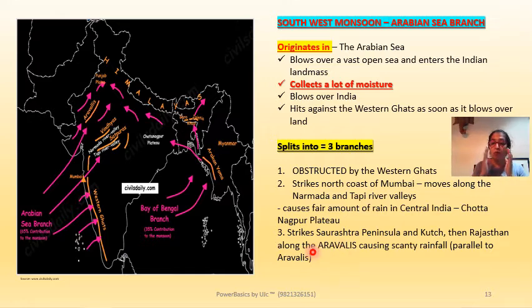Remember that if your mountain ranges are parallel to where the winds are blowing, there will be no rain. If they're in their way, this is called transverse, then there's an obstruction. Winds will hit it and precipitation will happen.